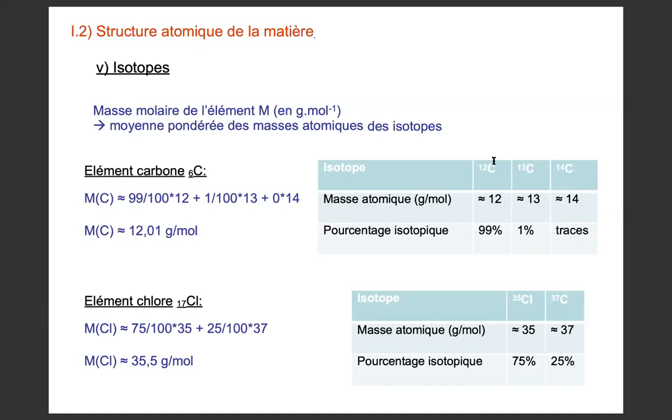So we are saying that carbon-12 has a percentage in nature that is 99%. Every time you're looking for carbon, you find 99% carbon-12 with a mass of 12. Then there's 1% of carbon-13, and there is nothing at all for carbon-14.